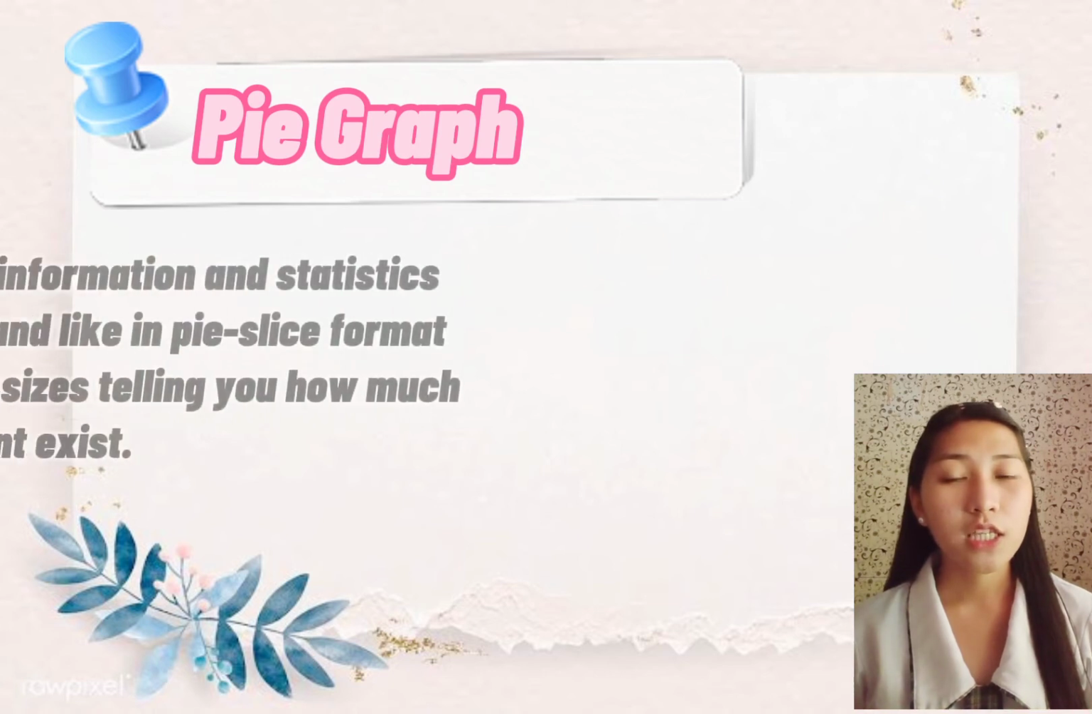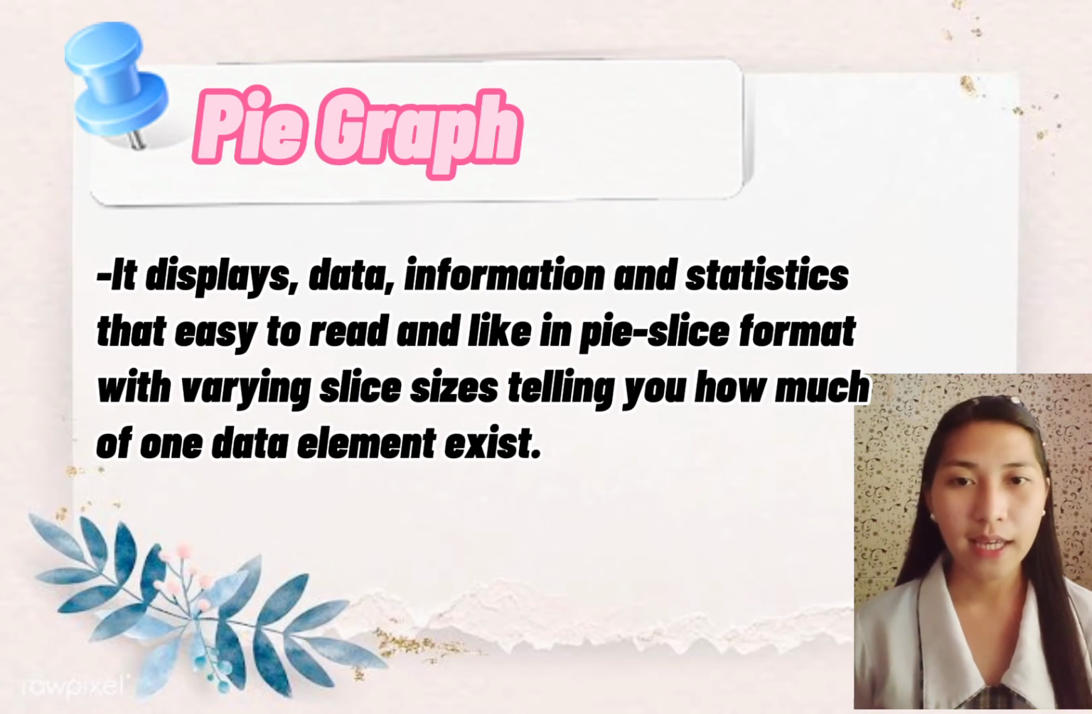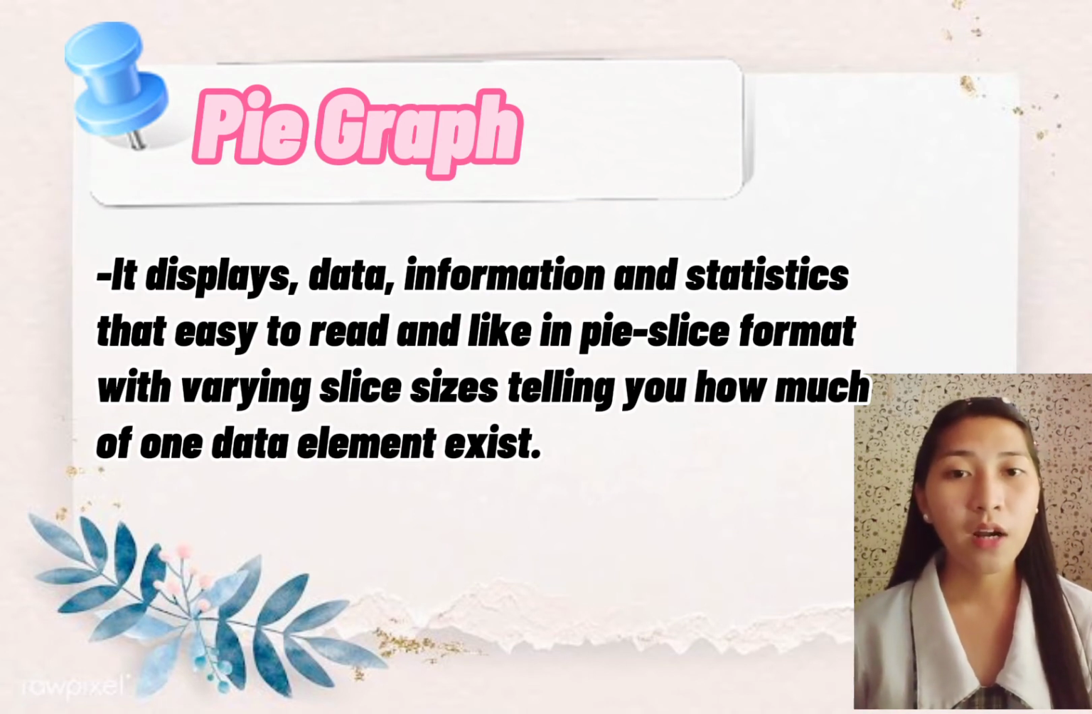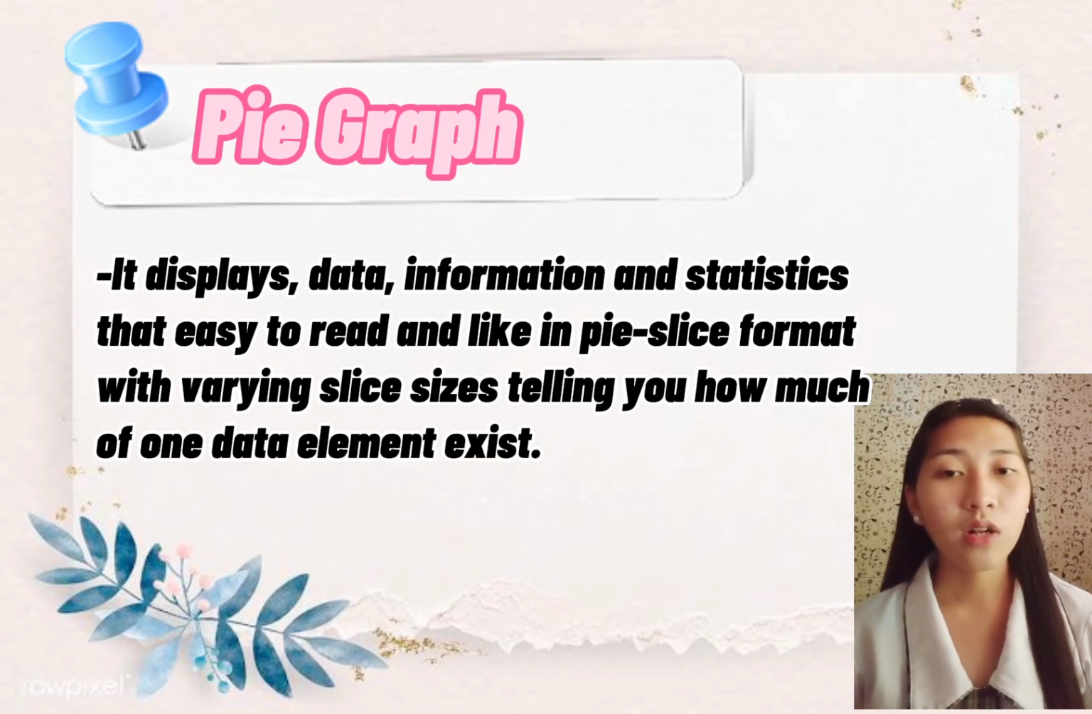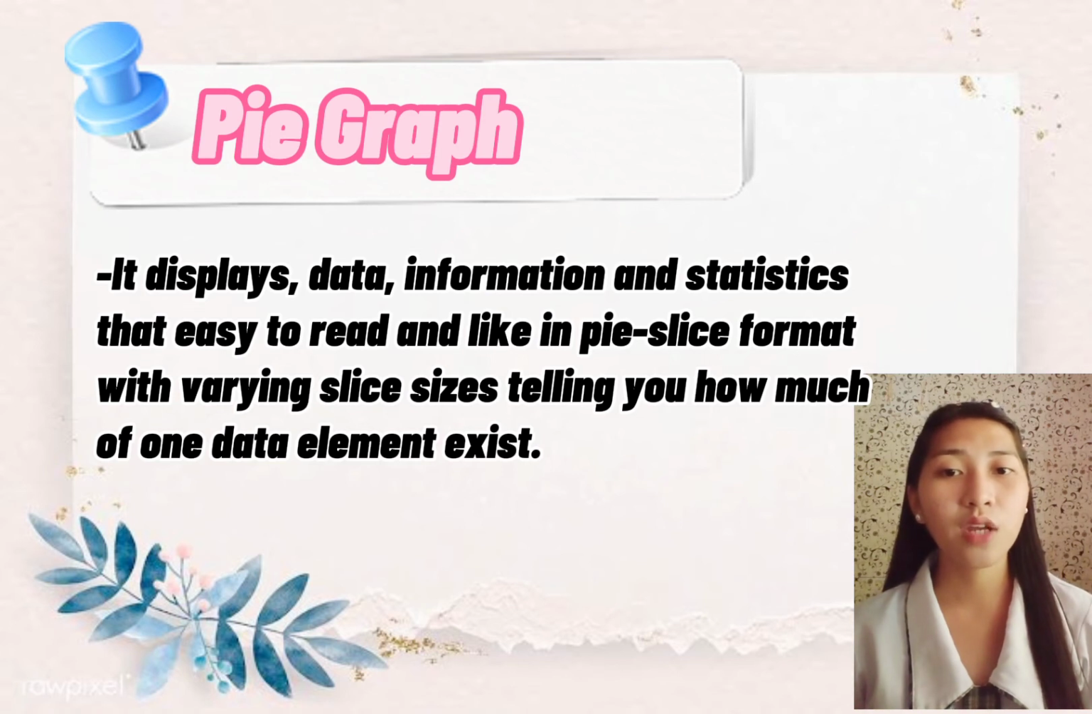A pie chart displays data, information, and statistics that are easy to read in a pie slice format, with varying slice sizes telling you how much of one data element exists. The bigger the slice, the more of that particular data was gathered. One commonly used method to represent categorical data is the use of a circle graph, and we've learned in basic mathematics that there are 360 degrees in a full circle. The categories can be presented by the slices of the circle that appear like a pie. It is called a pie graph.